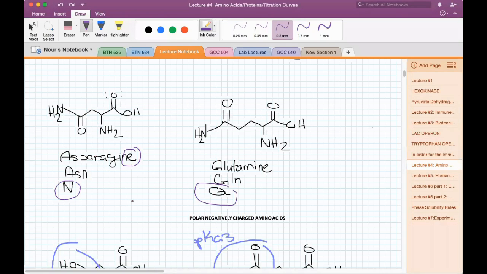So, yeah, what else did I have in mind? Oh yeah, this is generally the same structure as glutamate and aspartate, which I'll discuss in a second, except there's an NH2. And these are polar, not charged.